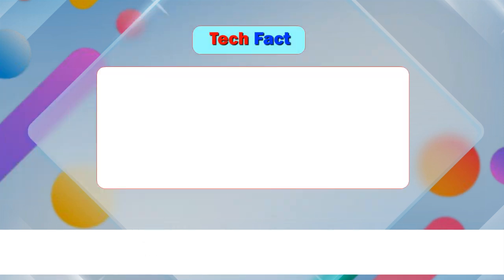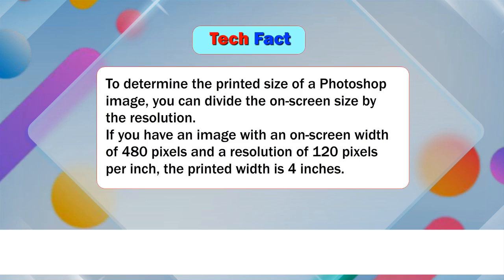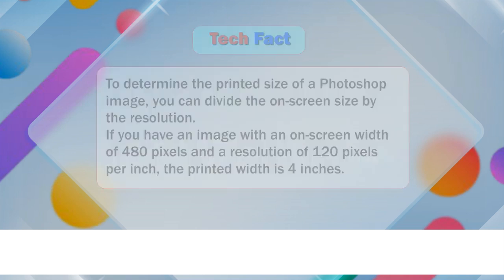Tech fact: to determine the printed size of a Photoshop image, you can divide the on-screen size by the resolution. If you have an image with an on-screen width of 480 pixels and a resolution of 120 pixels per inch, the printed width is 4 inches.